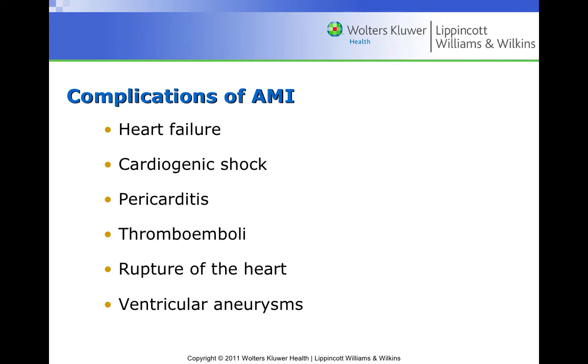We know that if we don't treat an acute MI quickly enough, we can have multiple complications due to the death of the cardiac tissue. We can have irreparable heart failure. Cardiogenic shock is a huge side effect of big acute AMIs. Pericarditis can take place. Thromboemboli because of the rhythm disturbances, and rupture of the heart and ventricle aneurysms is something that can happen but doesn't happen often.